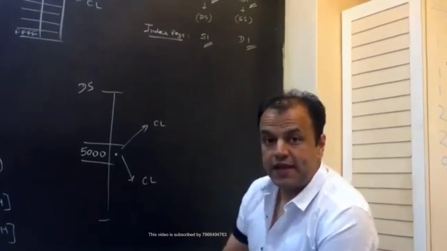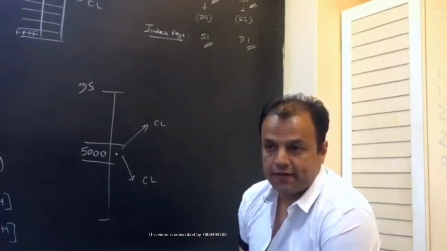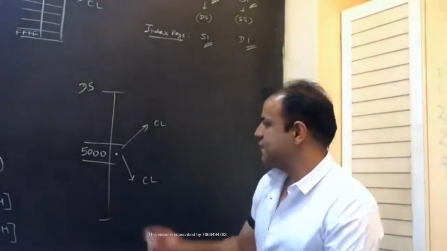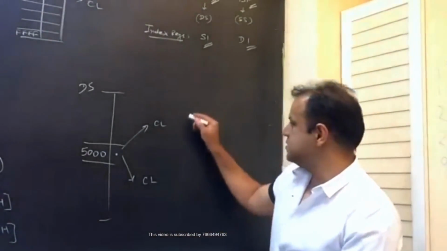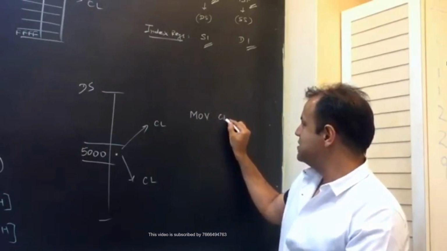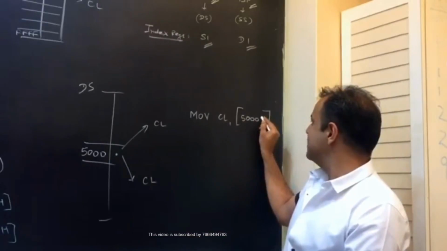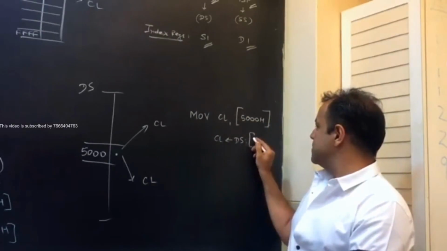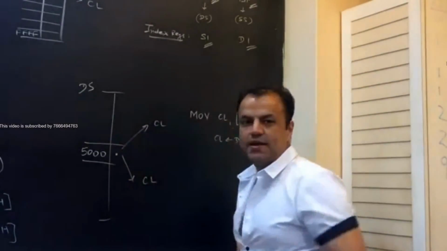If you give the address directly, it is direct addressing mode. If you give the address using a register, it is indirect addressing mode. Come on, be a good student and try to answer both of them. First, if I am doing it using direct addressing mode, what will be the instruction? MOV CL, [5000]. Who gets what? CL gets the data from the data segment, from location 5000. Did you all understand this? This is the data segment, location 5000, and that data comes into CL.